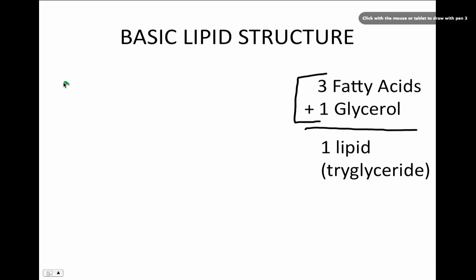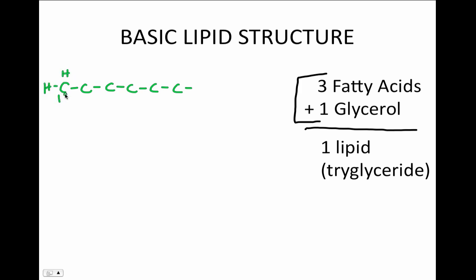And our 3 fatty acids are basically carbon chains with a ton of hydrogen on it. Now, we remember that hydrogen absolutely loves carbon. So wherever carbon is, especially in our bodies, you will usually find hydrogen. So at any available point on the carbon chain, hydrogen is going to want to bond to carbon. Now this right here is going to be our fatty acid.